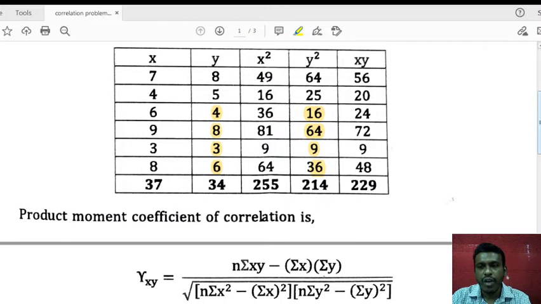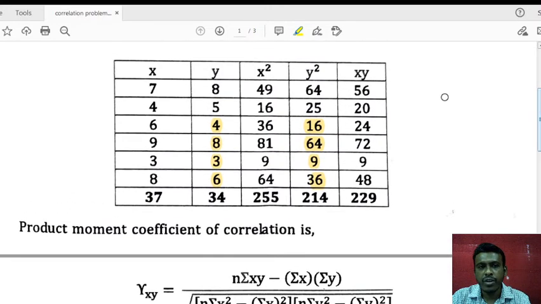Now, how many students were there in total? We have 1, 2, 3, 4, 5, and 6 students. That is 6 sets of values in statistics and maths. So these 6 values are noted as n. So small n is equal to 6.